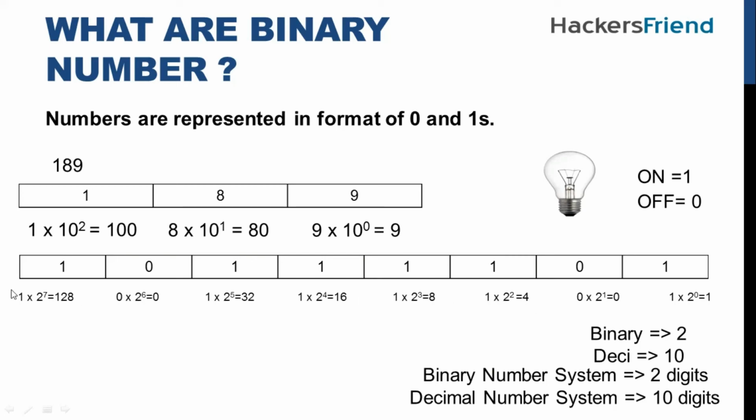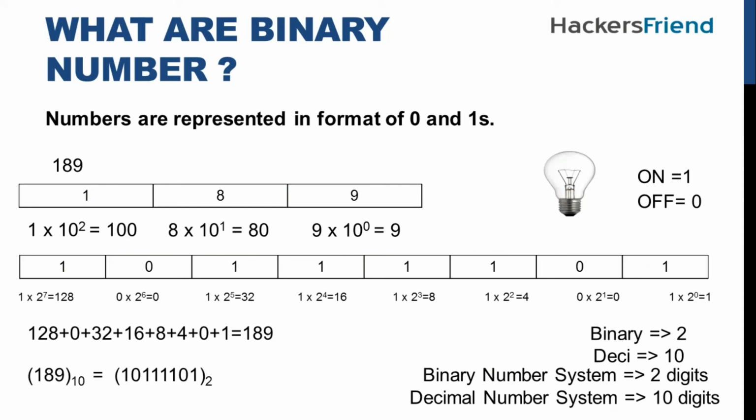So we can multiply all these digits with 2 raised to the power of whatever the place of that digit is. Summing all of this up, we are adding 128, 0, 32, 16, 8, 4, 0 and 1. After adding all these numbers, we see we are getting back our number 189. So we can say that 189 is represented as 10111101 in the binary number system.